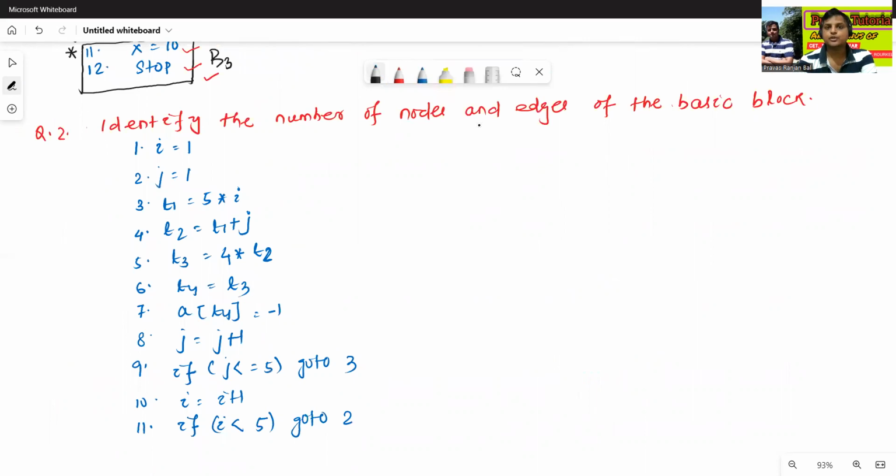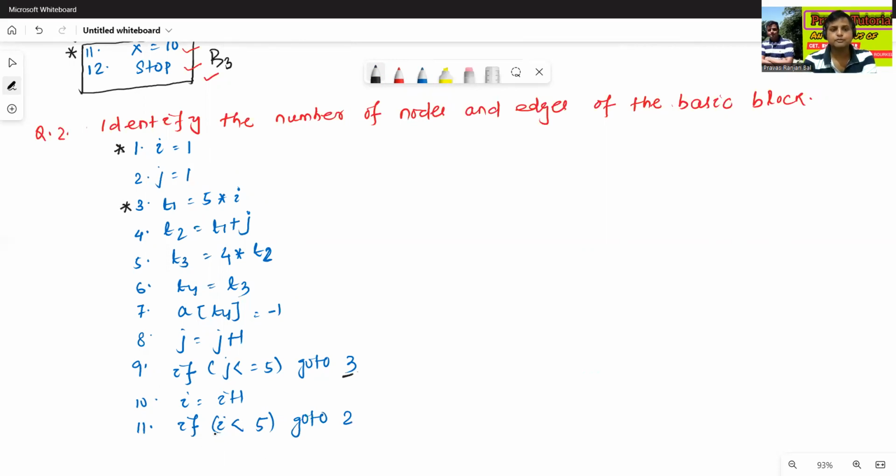Identify the number of nodes and edges of the basic block. First we'll construct the basic blocks. For that, we first have to identify the number of leaders. The first statement must be a leader. Next, line number 9 is a conditional jump, go to 3. Go to 3 means the third statement must be a leader.